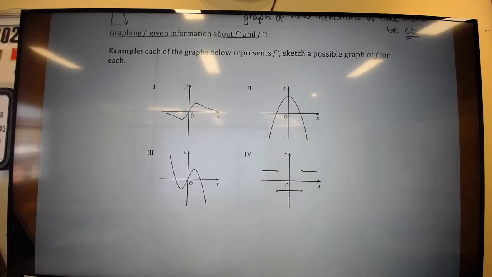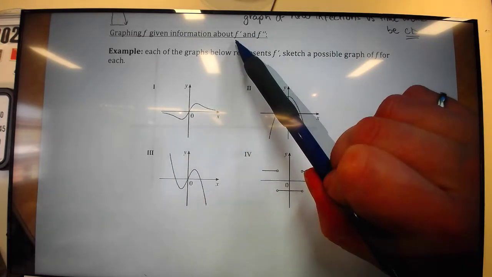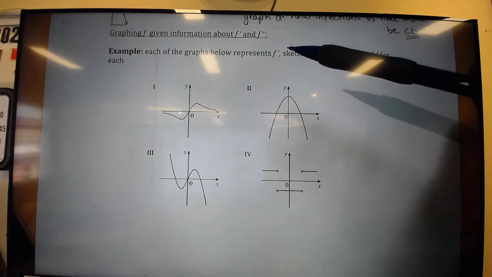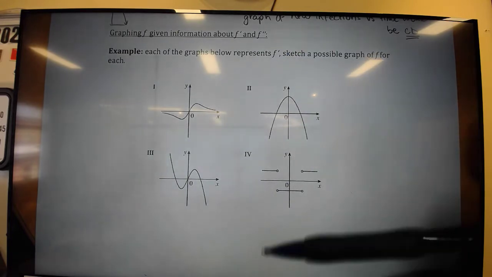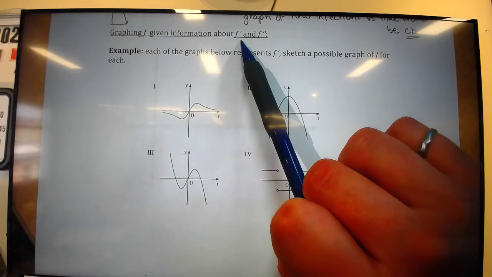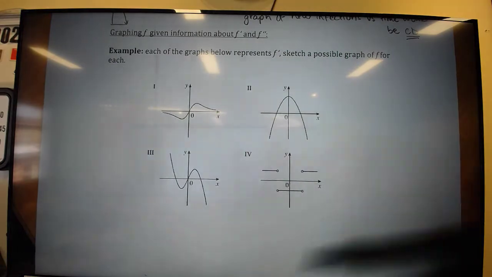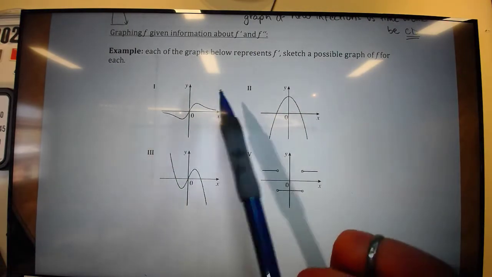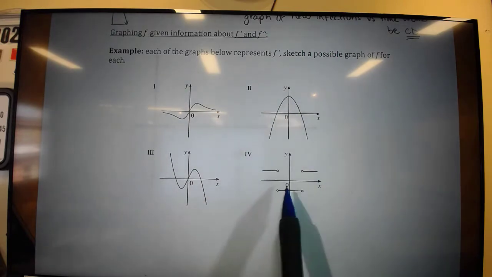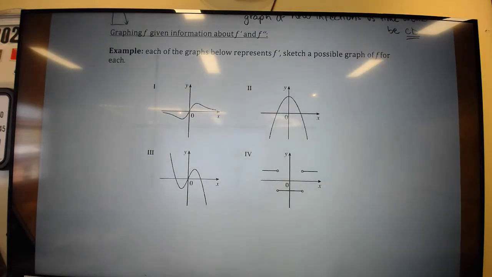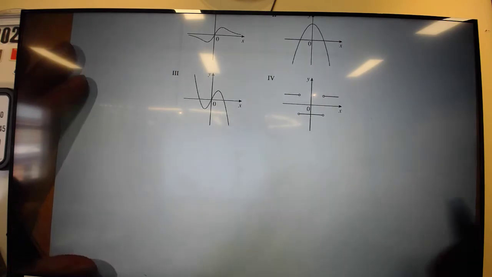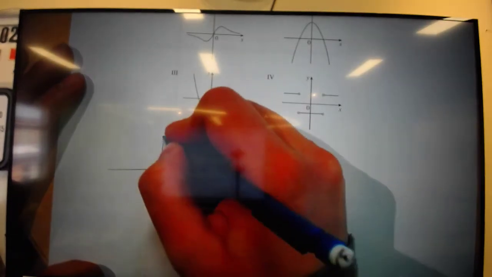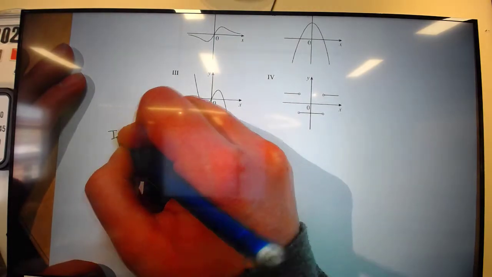If we're given information about f prime or f double prime, we can actually use that to sketch f, right? Just like we can take f prime and find out what the original function was, we can do that with an actual graph. Each of these represents a derivative. We want to figure out what the original graph looks like. So I'm going to do them one at a time, kind of like the same 4-quadrant style. So here is graph 1.